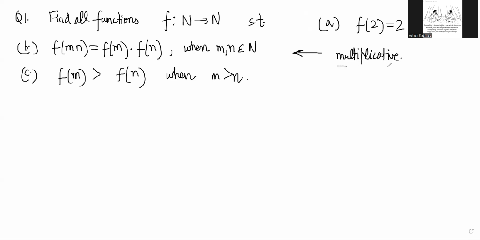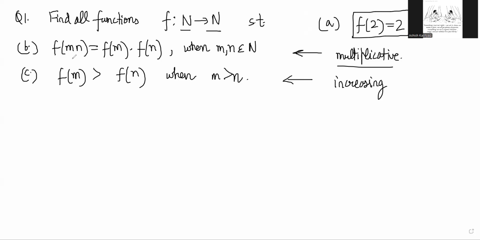So basically, if you think about it, this property is saying that the function is multiplicative, right? The output of mn is the same as the product of the outputs of f of m and f of n. And this property says that the function is an increasing function. So we are going to look at a multiplicative increasing function over natural numbers N to N such that all of these conditions are true and f of 2 is equal to 2, right?